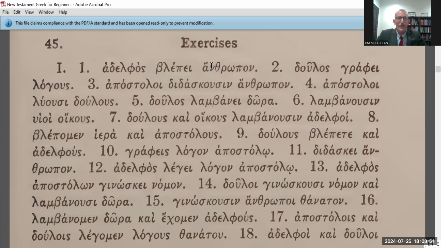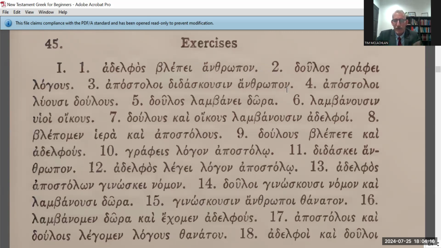I'll put it into the passive there, but this is the object of what the man is seeing. So a brother sees a man. You got that? So here is anthropon, it's just a man, but he's in the accusative case, so that means that he's the object of what we're seeing. So the man, a brother sees a man.